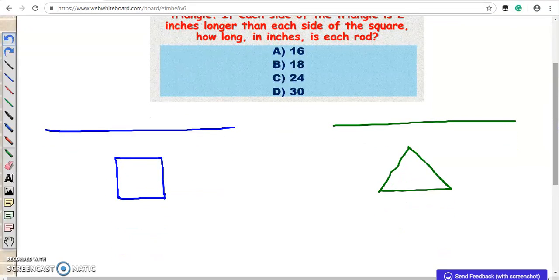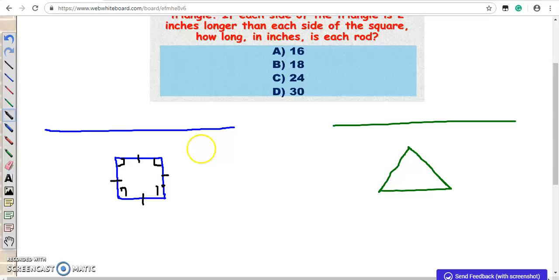Let me just remind you that in a square, the opposite sides are parallel to each other. All the sides are congruent, that means they are of equal length. And all the angles, each of these angles is 90 degrees. So that is the definition of the square.